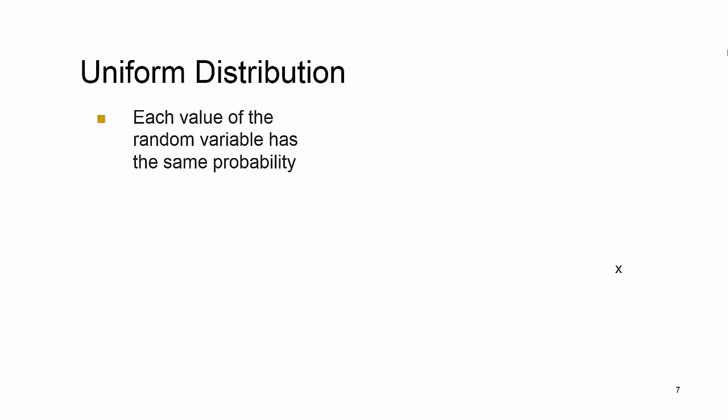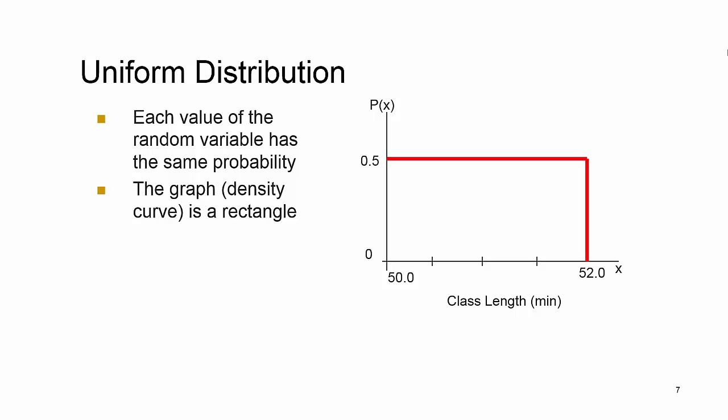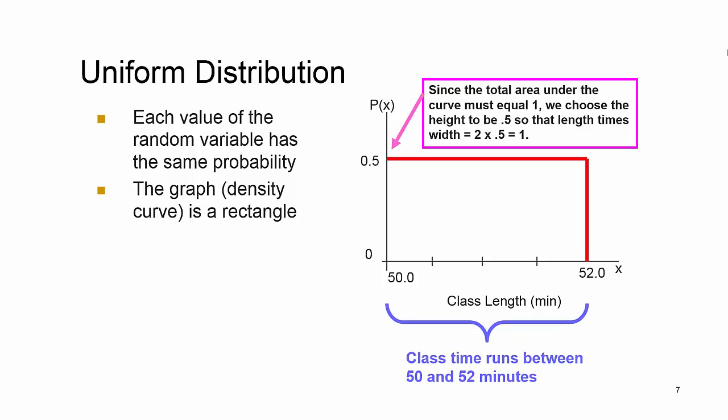In a uniform distribution, each value of the random variable has the same probability. This creates a density curve graph in a rectangular shape. Here's a graph of a density curve that has a uniform distribution. So the total area under the curve must equal 1.